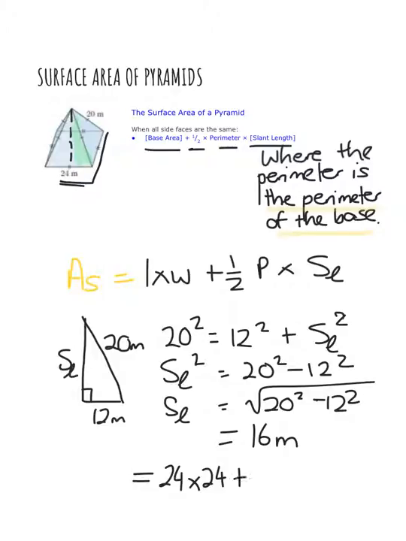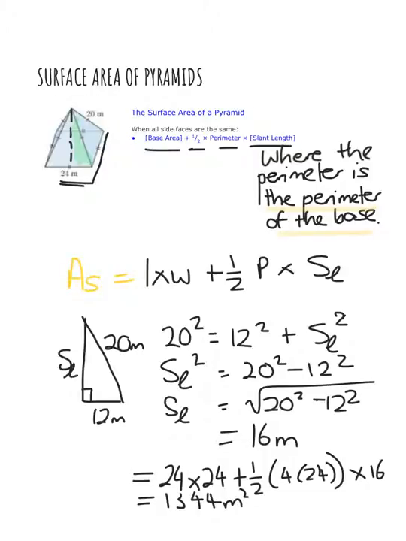Then we do half times the perimeter. Now the perimeter is again the perimeter of the base, so that's 24 plus 24 plus 24 plus 24, or 4 lots of 24. And then we're doing that times the slant length. So you can simplify that a bit, or you can just go straight to the answer, which is 1344 meters squared.